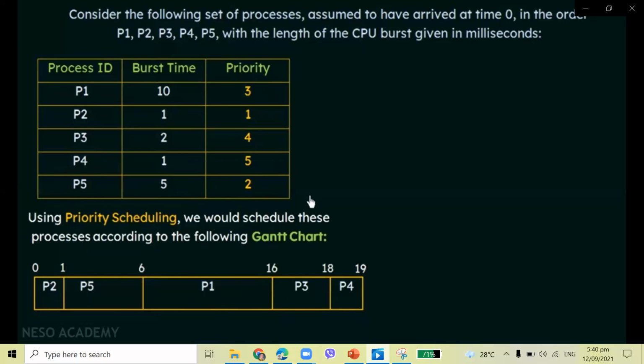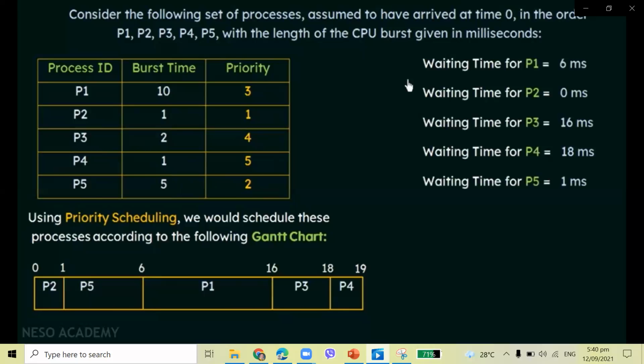Alright, so now let's try to calculate the waiting time for this set of processes. Calculating the waiting times is very easy. You can just look at this Gantt chart and write the waiting times here. Waiting time for P1, where is P1? P1 got the CPU at the 6th millisecond. So the waiting time for P1 was 6 milliseconds. Let's keep in mind that they have all arrived at time 0. That is why we can simply look at when they got the CPU in this Gantt chart and write the waiting times for this particular example.